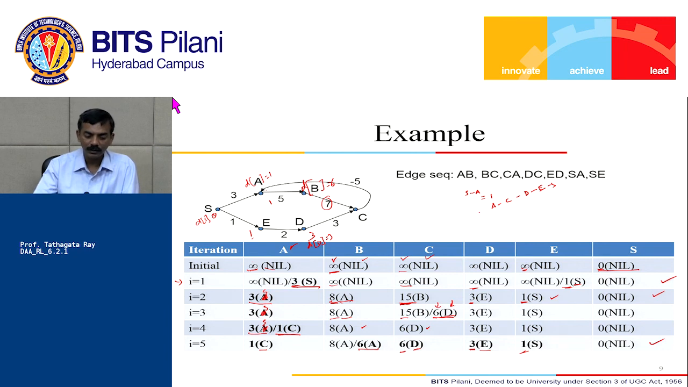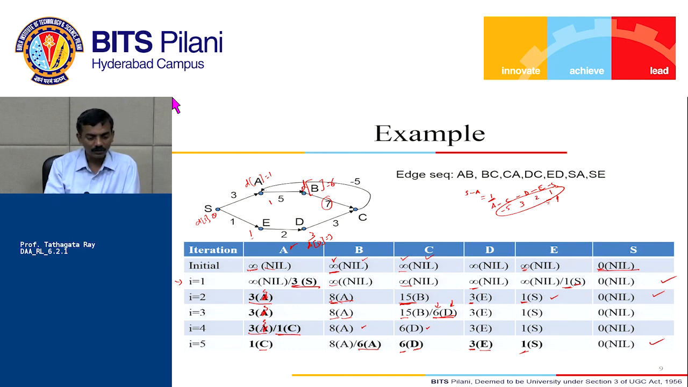What is the cost of this path? S to E is 1, E to D is 2, D to C is 3, and C to A is minus 5. What is the cost? 1. Fine, the cost is 1, which is stored in DA. That's the cost of the shortest path. So the shortest path is not SA. Because of this minus 5, the shortest path is S to E to D to C to A. The cost of path SA is 3, which is larger than 1.